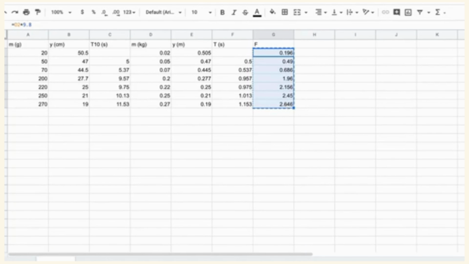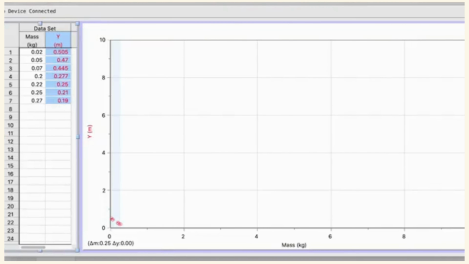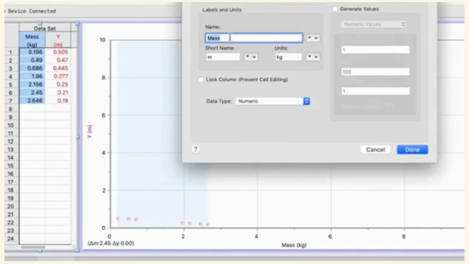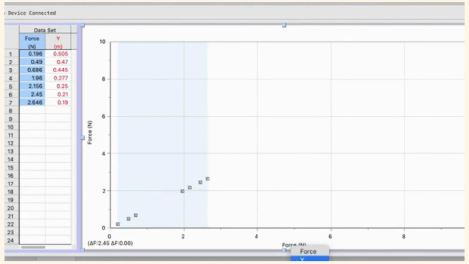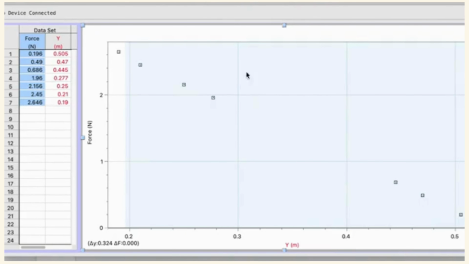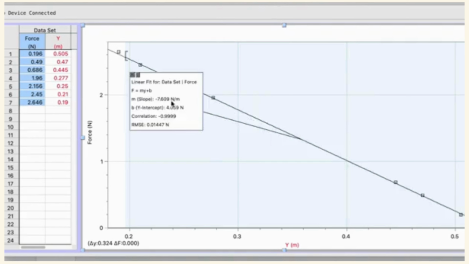And then I'm going to put that in instead of the mass. So I'm going back over here to Logger Pro. Where do I even put it? There. And that's going to be force. So I want to put the force right here versus the stretch. Okay, that's good. And then I'm going to zoom in. There we got a line. Now I'm going to fit a linear function to that, and there you go.